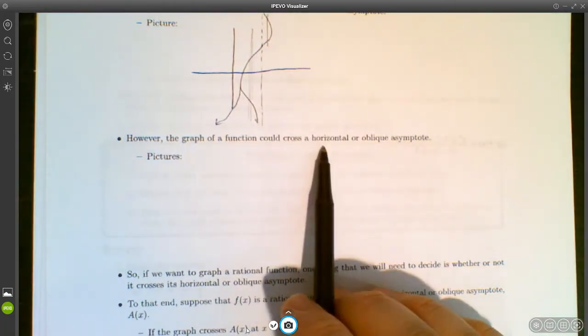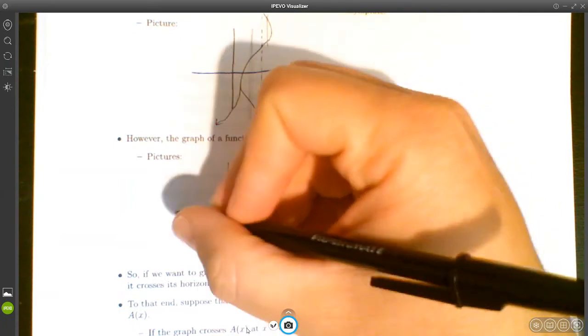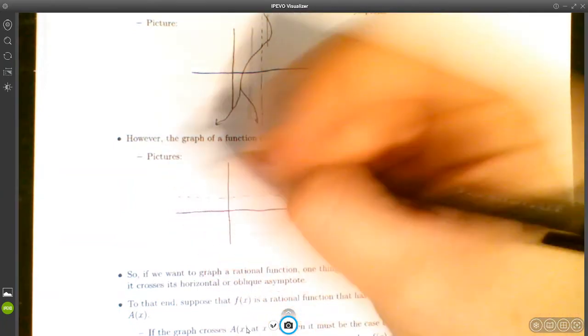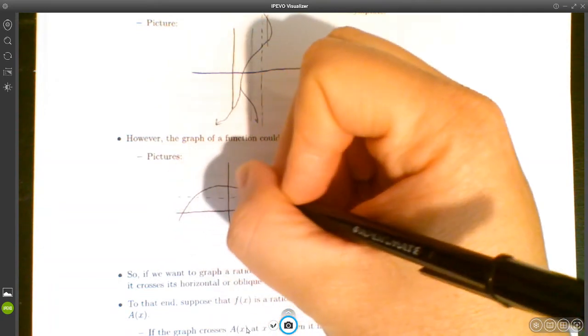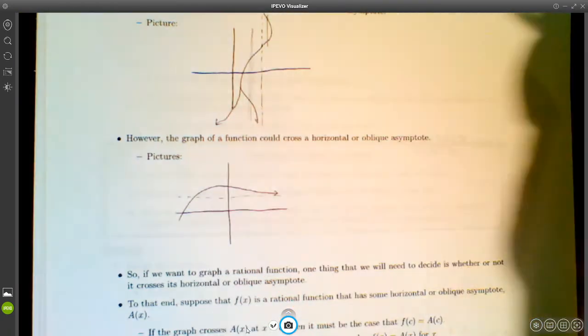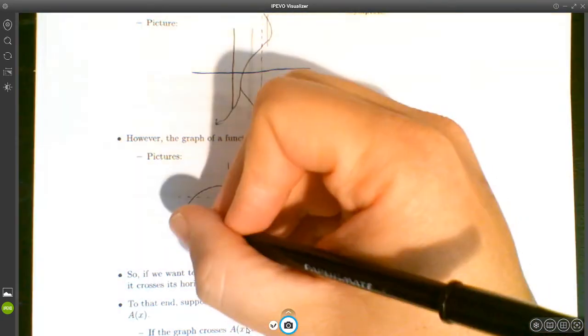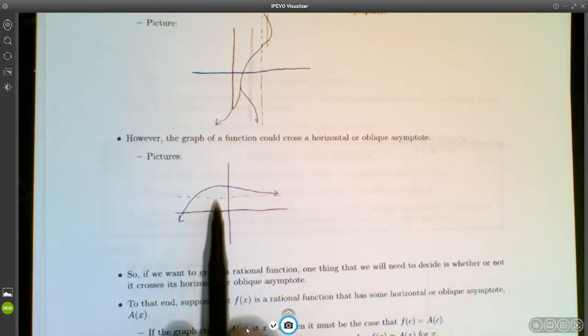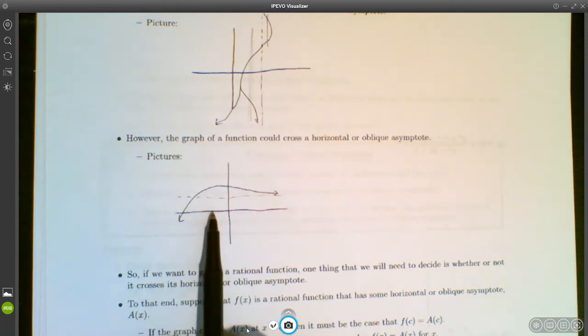However, a function could cross a horizontal or an oblique asymptote, right? So, for example, let's say you've got a horizontal asymptote. You could have a function that crosses this thing and then starts to get closer and closer to it eventually. This doesn't fail the vertical line test, right? This is a function. There's no problem with this, okay?